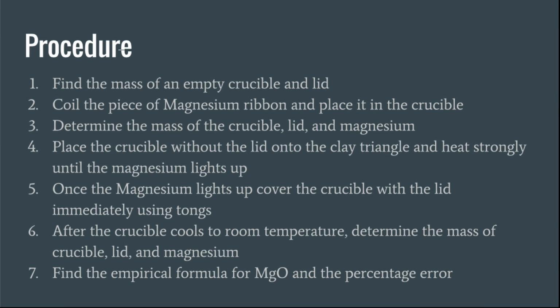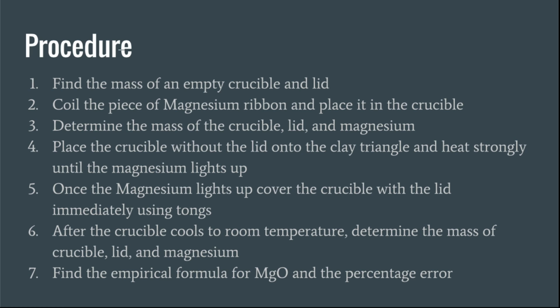My procedure was, first you need to find the mass of an empty crucible and lid. Then you coil the piece of magnesium ribbon and place it in the crucible. Then you determine the mass of the crucible, lid, and magnesium. After, you place the crucible without the lid onto the clay triangle and heat strongly until the magnesium lights up.